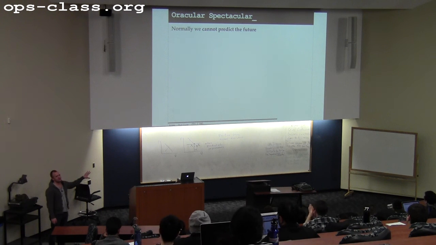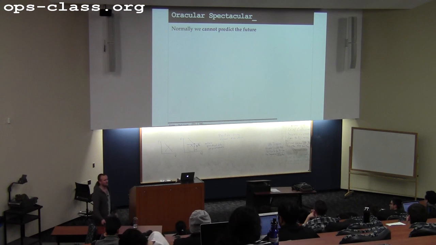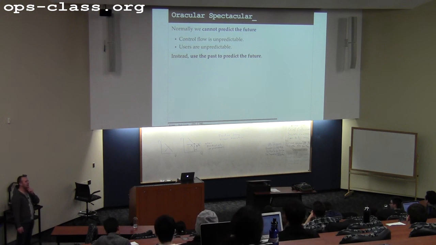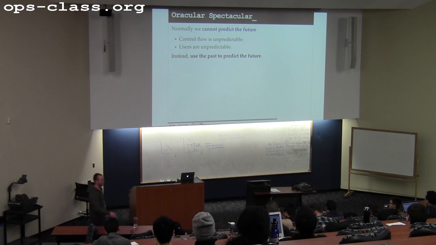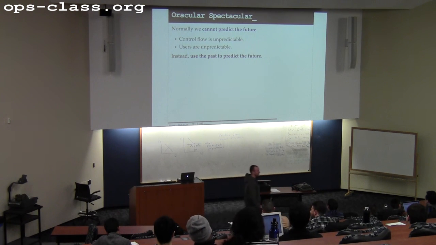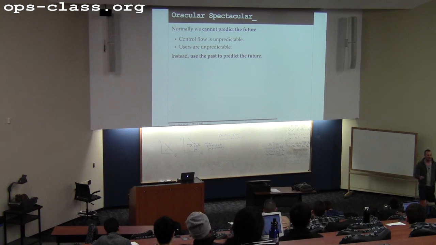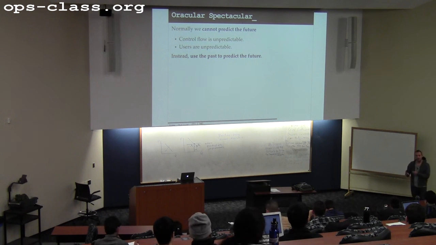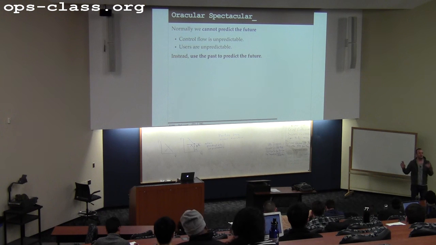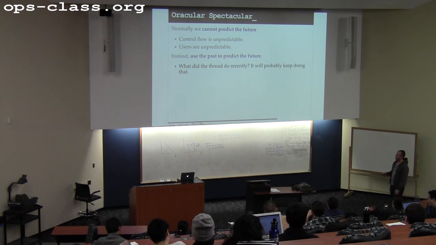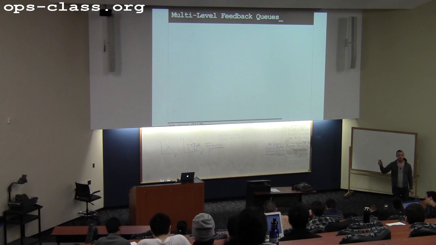So we can't predict the future, right? Normally, I mean, we can't predictably predict the future. Let's put it that way. You can't rely on that. Control flow is unpredictable. Users are unpredictable. And instead, and this is something that operating systems do all the time, this is a major design principle we're going to come back to repeatedly over the course of this semester. Instead of predicting the future, what operating systems typically do is take a small window of the past, what just happened, and make the best assumption they can, which is that whatever just happened is going to continue to happen. Is that wrong a lot of the time? Of course. But it's also right some of the time, okay? And it's better than just doing random and pretending that things are always changing, right? But this design principle, using the past to predict the future, underlies the design of the multi-level feedback queue scheduler, which we will talk about on Monday.